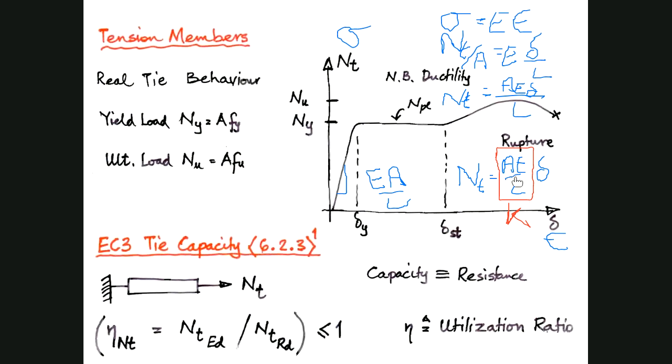If we double the Young's modulus, so change the materials that we're going to use, we're going to double the load that's going to take for a given displacement. If we double the length, then we're going to halve the load that's needed for a given displacement. Okay, so AE over L.